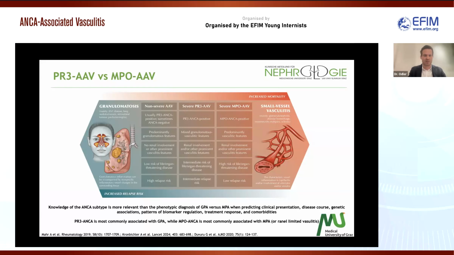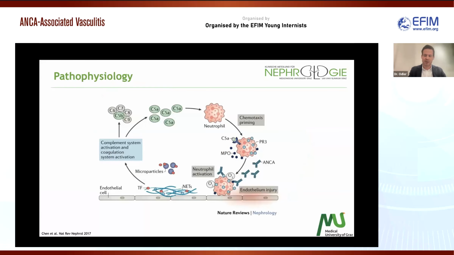The pathophysiology of the disease is quite complex and unfortunately not fully understood. Nevertheless, there are two major components that I think are very important to discuss. That is the role of the ANCA antibodies and neutrophil activation, and the other one is the activation of the complement system. Why is it important to talk about these two components?